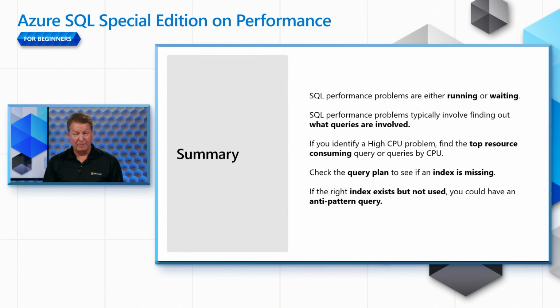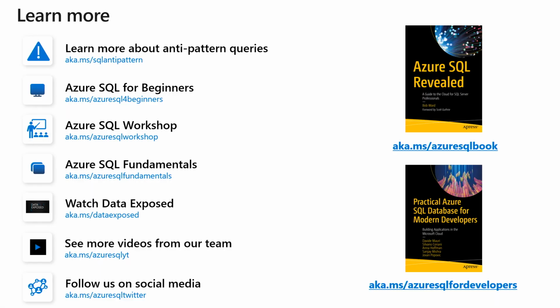So in summary, we've seen a problem that is running or waiting. We determined that it's running. We determined what queries were involved. We looked at the top resource consuming query to figure that out. We looked at a query plan to see if an index is missing, which it's not. The index exists, it's just not used. And in this particular case, it's because we had an anti-pattern query that we had to resolve because of an implicit conversion problem.